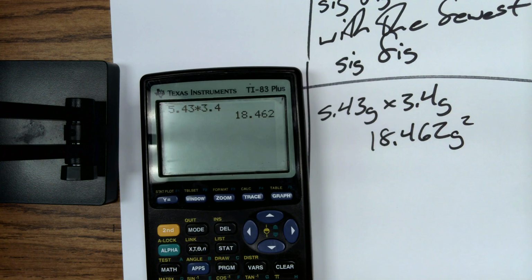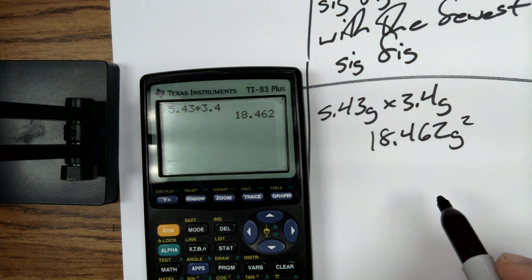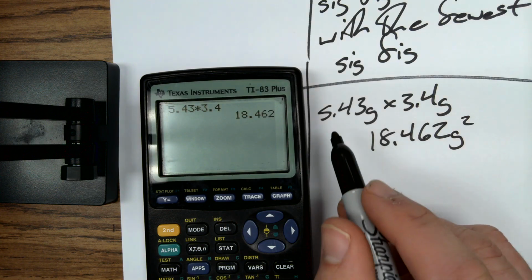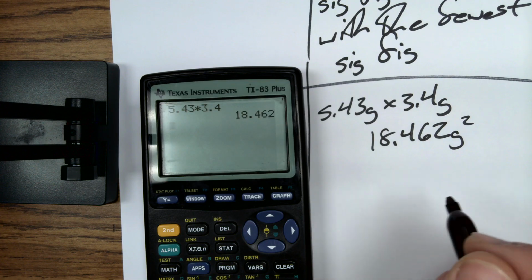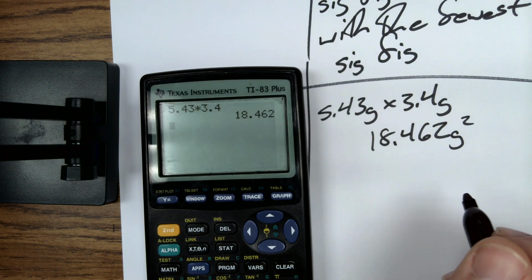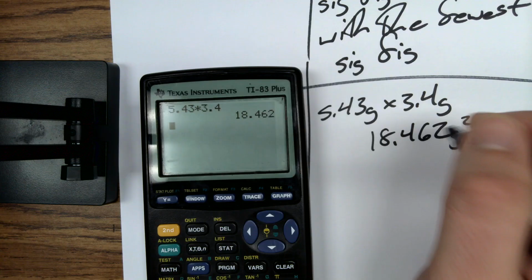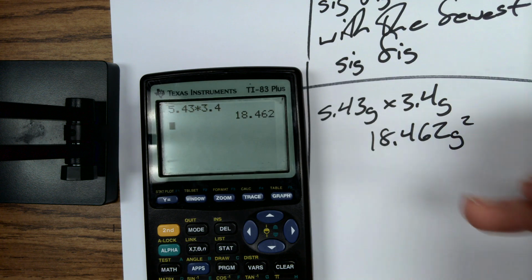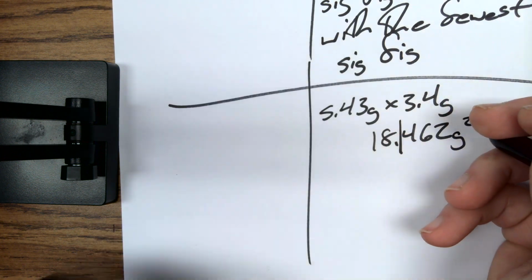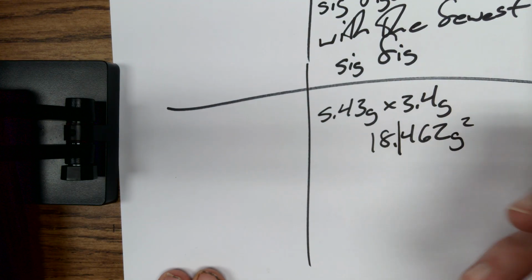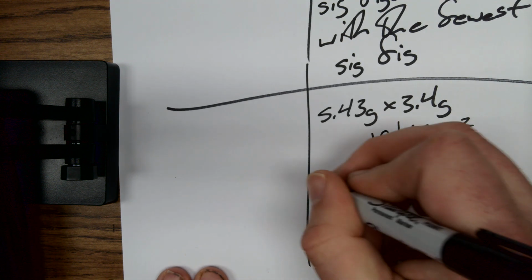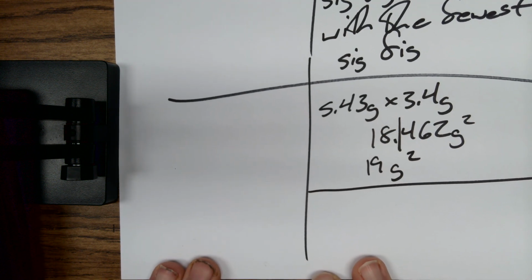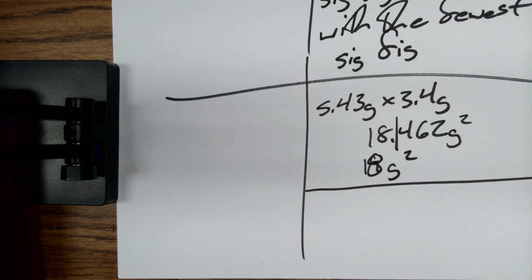So, my answer is more precise than both factors in my question. Which one has the fewest, 5.43 or 3.4? 3.4. How many sig figs does 3.4 have? 2 sig figs. So how many sig figs can my final answer have? 2. Does the 4 push the 8 to a 9? So my final answer is 18 grams squared. Oh, sorry, I said 19. My mistake, 18 grams squared.